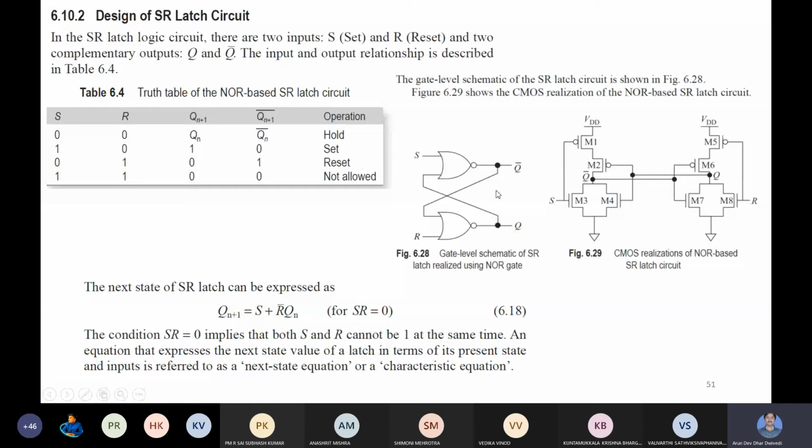So this is for one NMOS and one PMOS. Similarly, Q bar is given as input to the left side NAND gate. So Q bar is the output here, and it is given to the left side NAND gate as input. One NMOS transistor and one PMOS transistor have been connected with this Q bar also. So this circuit is basically a NAND gate. This circuit is also a NAND gate.